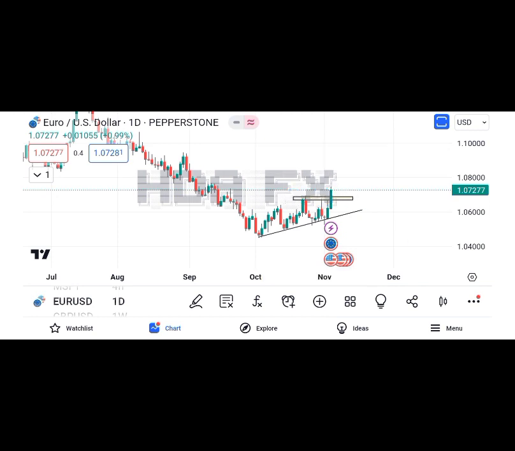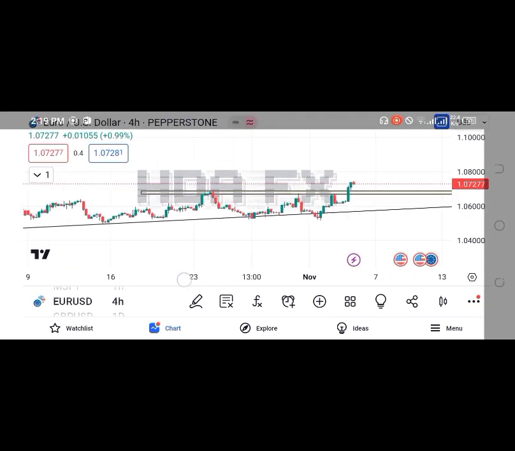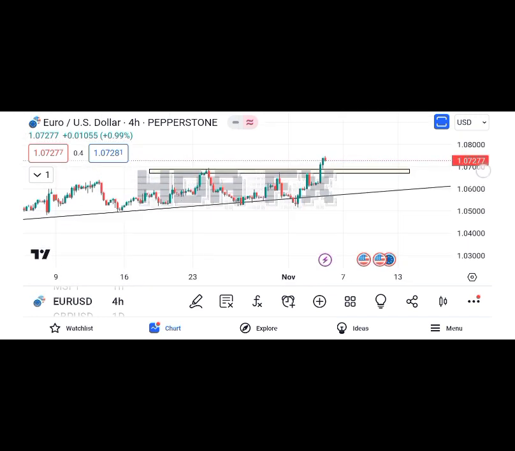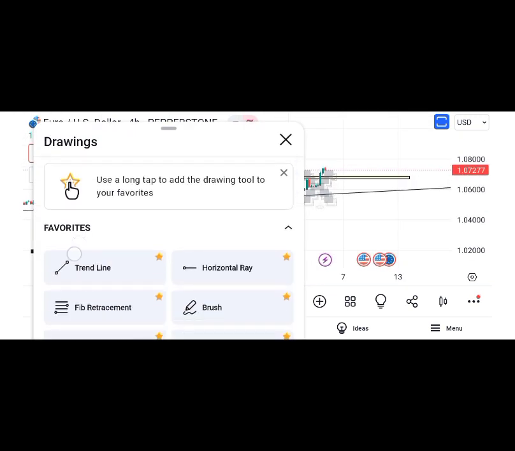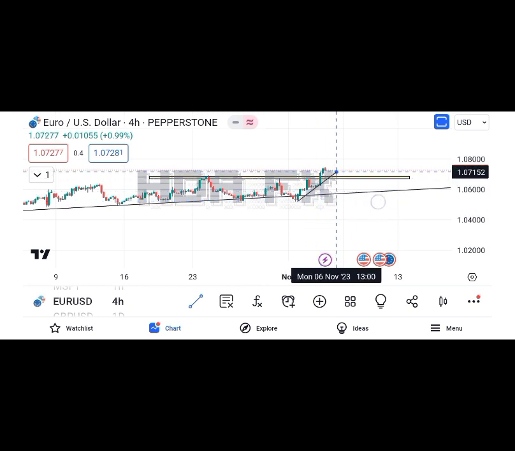On Euro USD, moving down to the 4-hour time frame, my chart is loading. Now on the 4-hour time frame, we have another key level here, and that's a trend line. So we also have another trend line here.